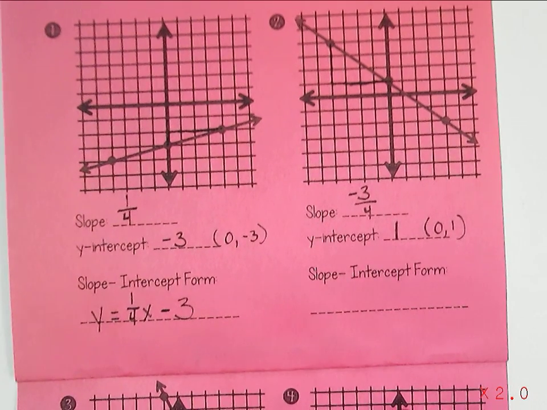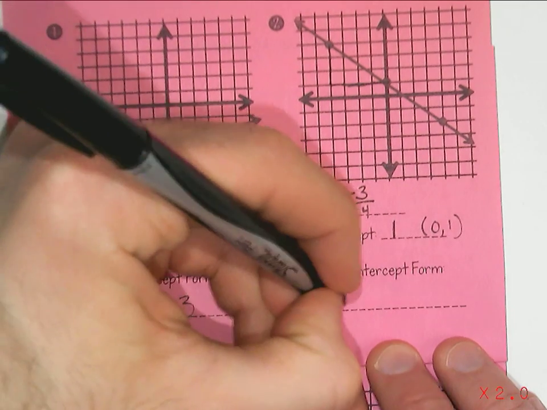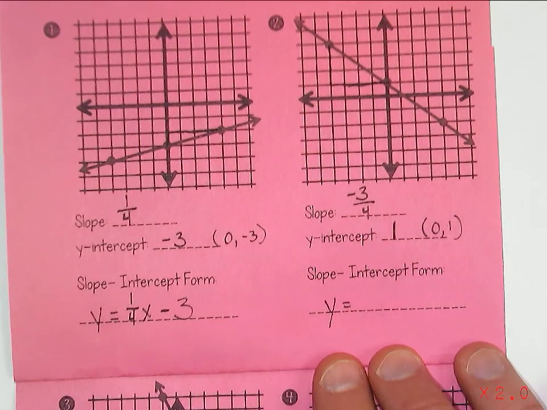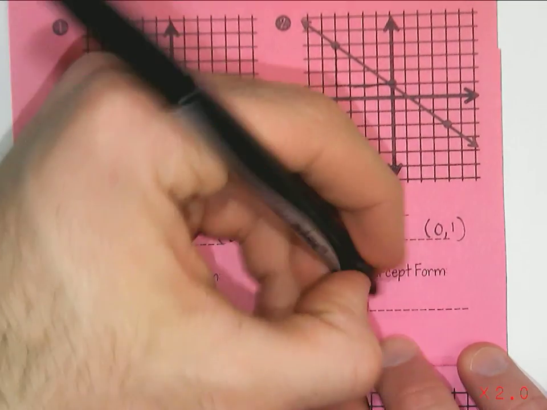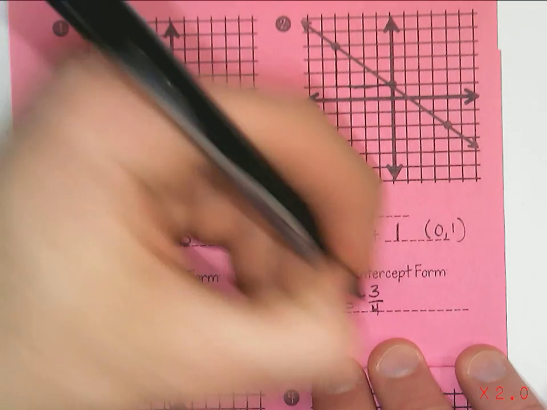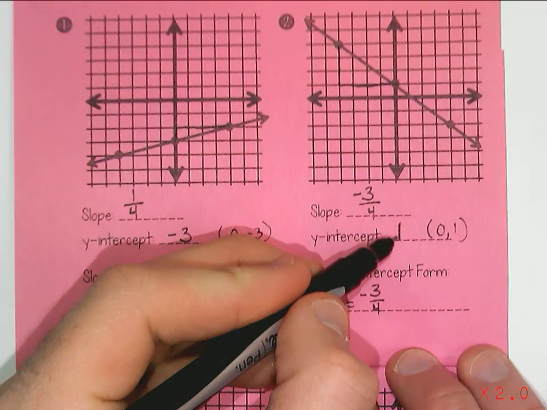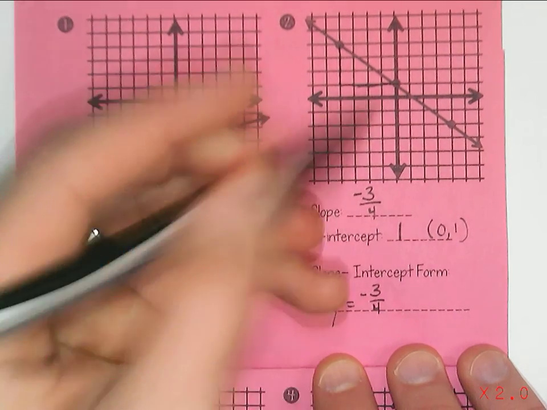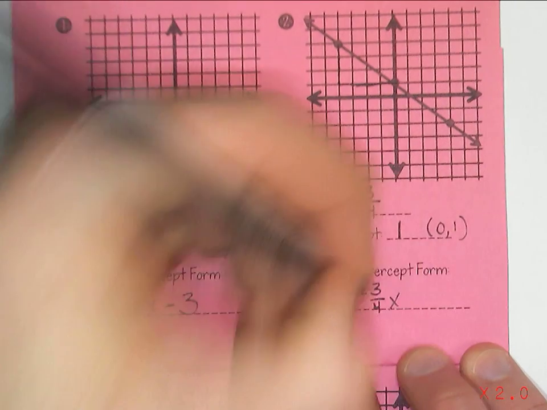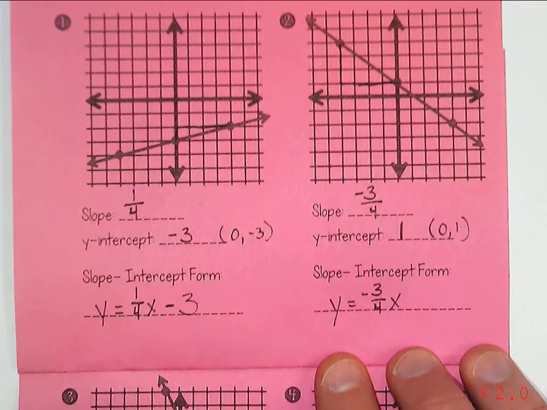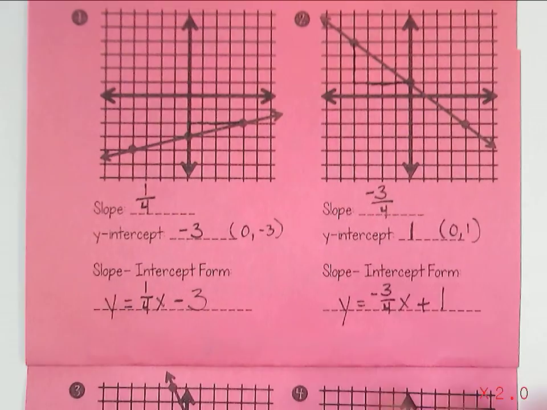So let's go ahead and write our equation then. Like I said, y is always a staple, equals always a staple of this equation. Then my slope would come, negative 3/4. And since this is a positive 1, where it crosses, I forgot my x, you need your x there. And then I would say plus 1.